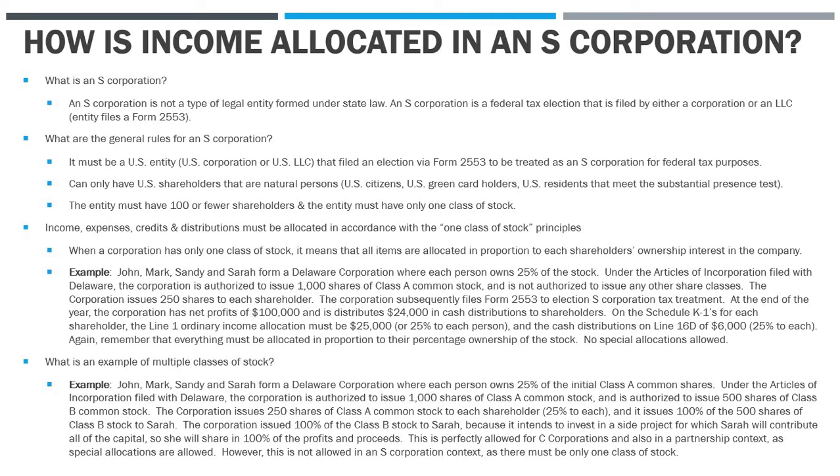All right, in this video, I wanted to cover how is income allocated in an S corporation. I get this question very often when a company is looking to make an S election and they just want to know, okay, how does this change things? Like if I have multiple owners, what do we do now?